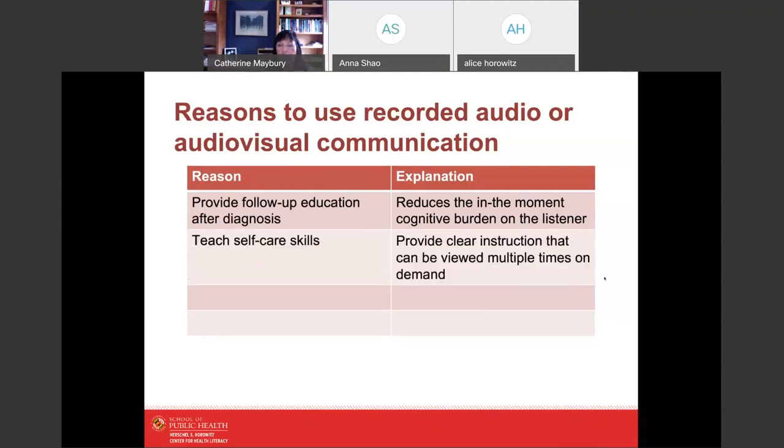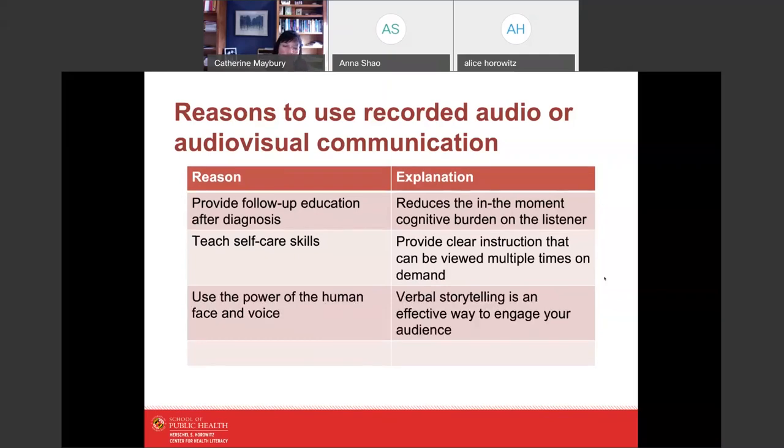We can use a video to teach self-care skills. So a video can provide clear instructions that can be viewed multiple times at the person's convenience. So they can pause the video or rewind it if there's something they didn't understand. So for example, you could use a video to teach people who have diabetes how to test their blood sugar and safely dispose of needles.